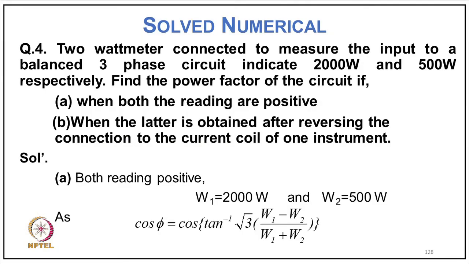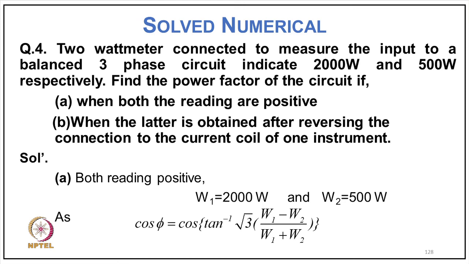Now coming to example 4. Two wattmeters connected to measure the input to a balanced 3-phase circuit indicate 2000 watt and 500 watt respectively. Find the power factor of the circuit if both the wattmeters are positive, and the latter is obtained after reversing the current to one of the instruments. So both readings positive means W1 is 2000, W2 is 500.